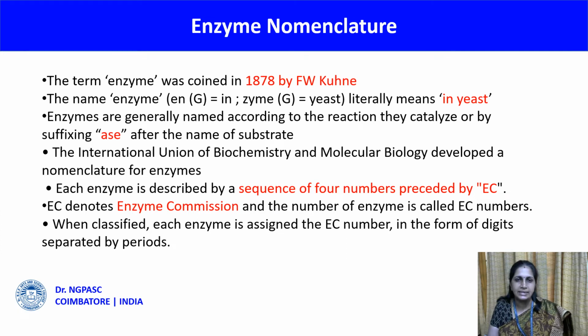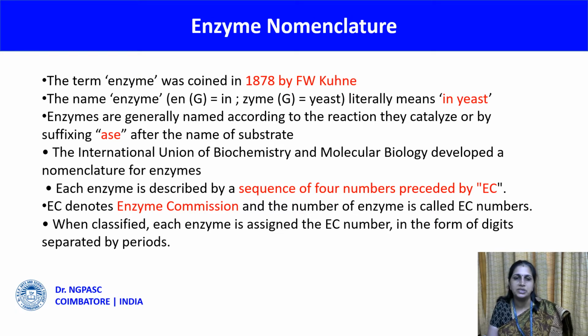What is an enzyme and how is it named? The term enzyme was coined in the year 1878 by F.W. Kuhne. The name enzyme was derived from the Greek words en meaning in and zyme meaning yeast, which literally means in yeast. Enzymes are generally named according to the reaction they catalyze and by suffixing ASE after the name of the substrate. Later, the International Union of Biochemistry developed a standard nomenclature for enzymes.